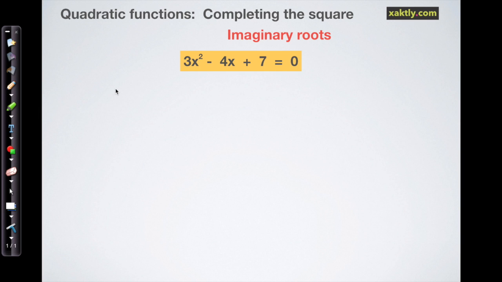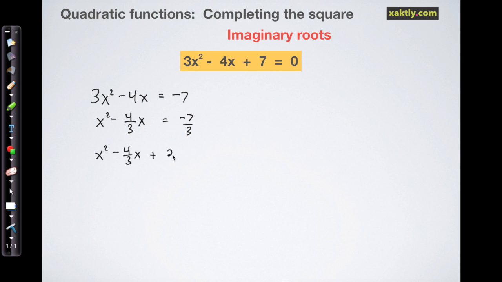Well, let's find the roots of this quadratic equation by completing the square. And I'll tell you ahead of time that this one has imaginary roots. So we start by, as usual, putting the constant term on the right side, and we do that by subtraction. The next thing is to divide the coefficient of x squared away, so we'll divide everything by 3 to get x squared minus 4/3 x is equal to minus 7/3.